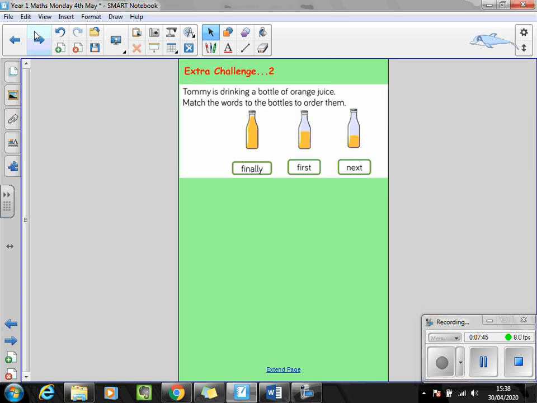Extra challenge 2. Tommy is drinking a bottle of orange juice. Can you match the words to the bottles to order them? The 3 words you've got are finally, first, and next.